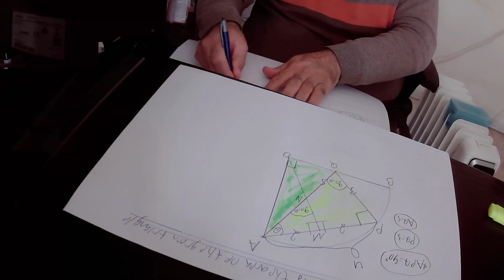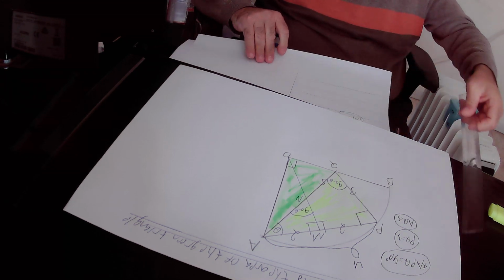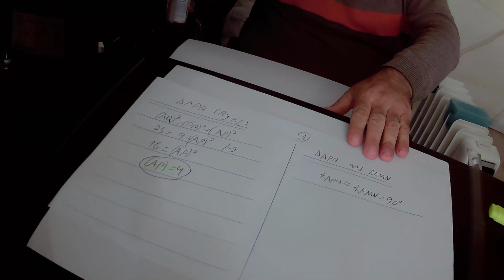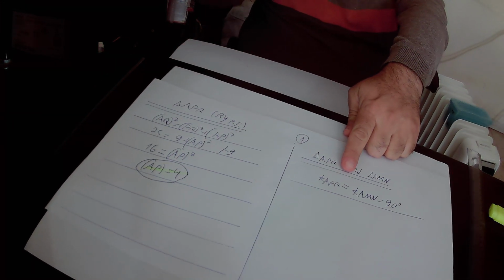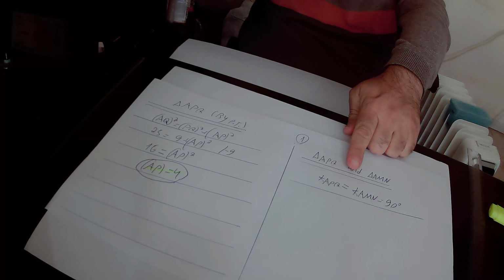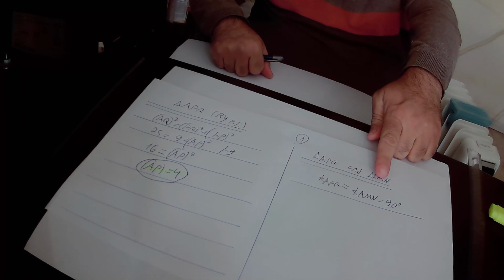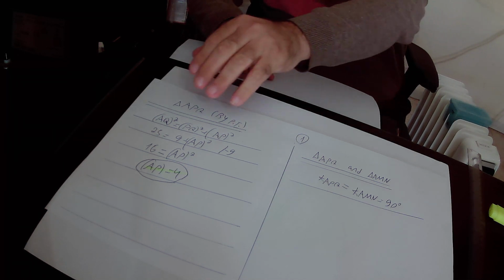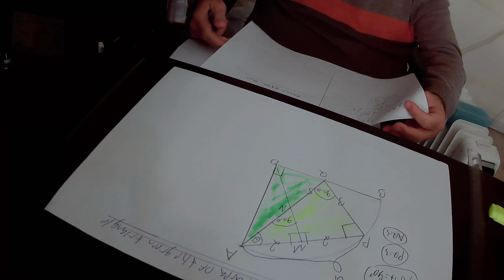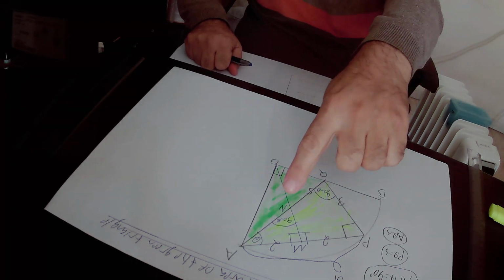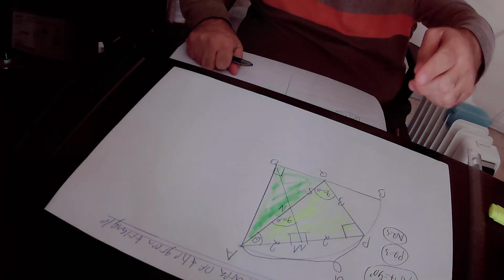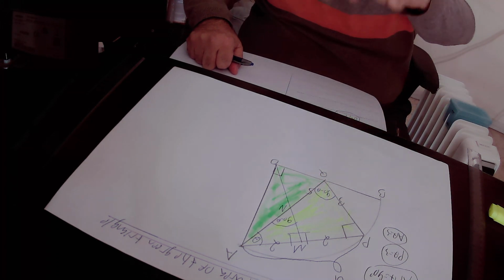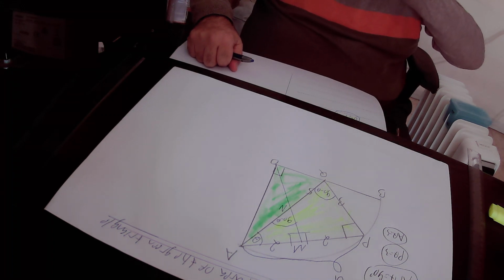I will repeat again. Angle APQ in the big right triangle equals angle AMN in the small triangle. They are both equal to 90 degrees, therefore they are equal to each other. In addition, this angle, angle theta, is a common angle that belongs to both triangles. Therefore, we can say that angle theta equals itself.